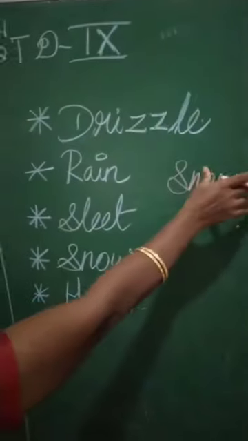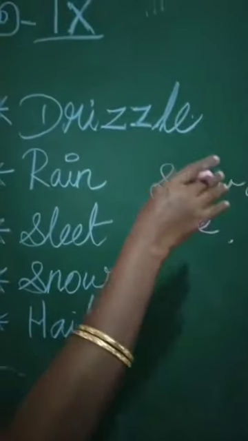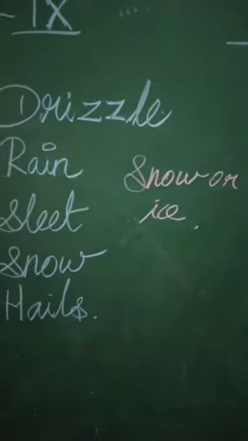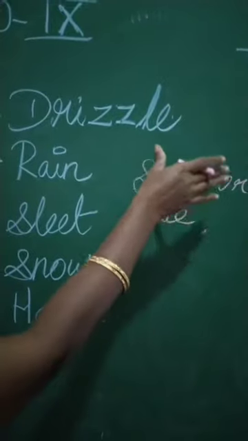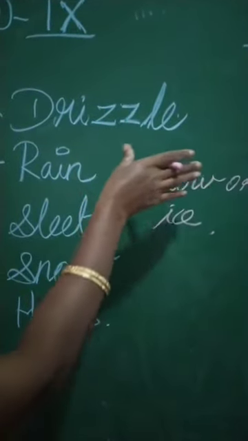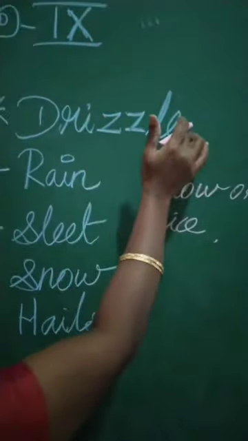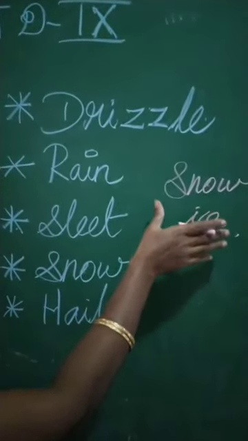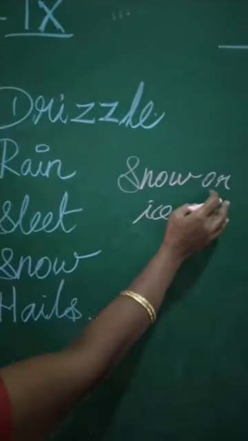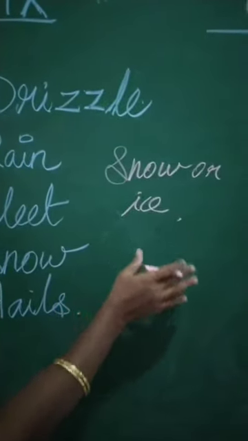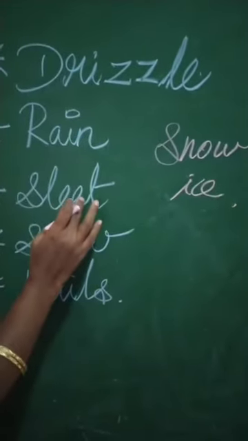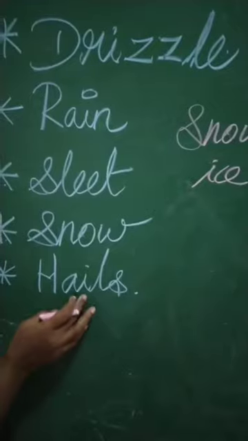Students, the form of precipitation in a region depends on the kind of weather or the climate of the region. The precipitation in the warmer parts of the world is always in the form of rain or drizzle. In the colder regions, precipitation may fall as snow or ice. Students, common types of precipitation are rain, sleet, snow, hail.